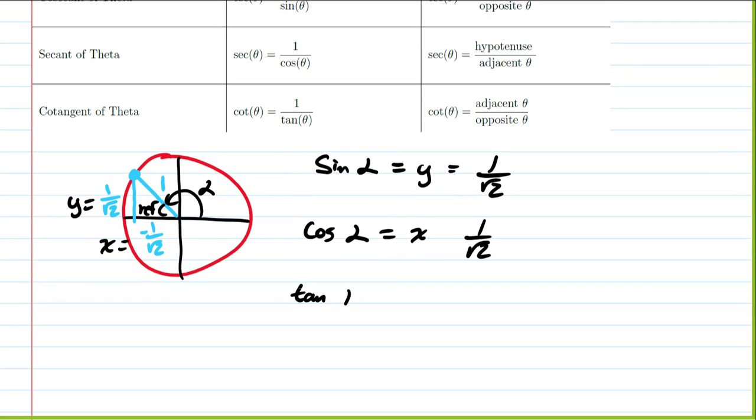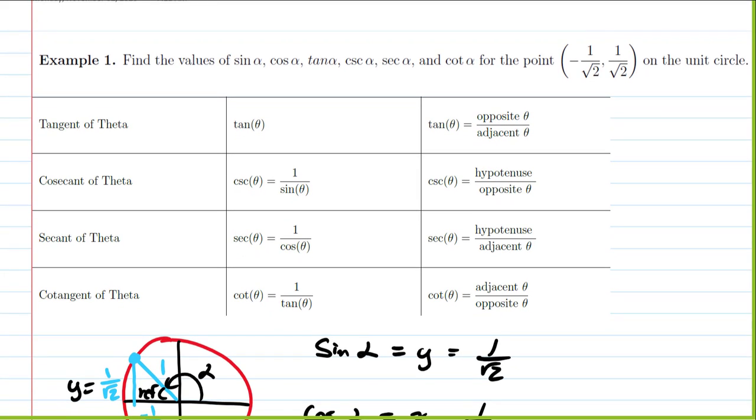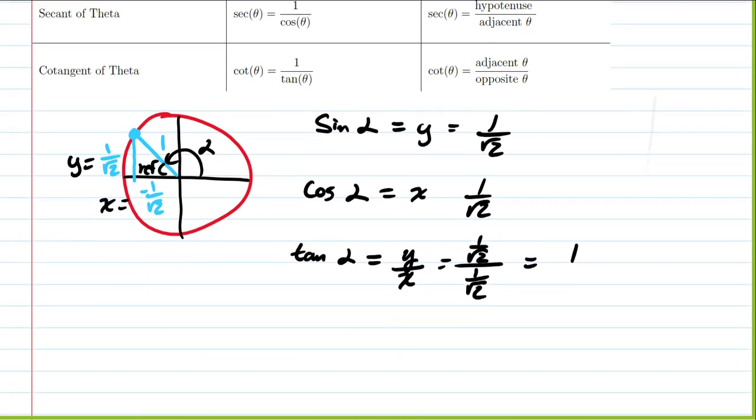Tangent on the unit circle is y divided by x. So that's 1 over the square root of 2 divided by 1 over the square root of 2. And anything divided by itself is going to be 1. All right, so that's sine, cosine, and tangent. Now we have cosecant, secant, and cotangent.